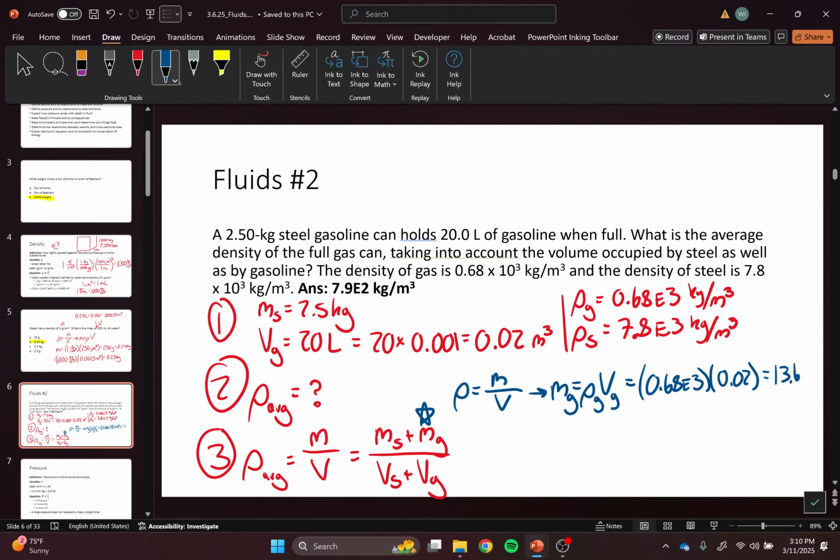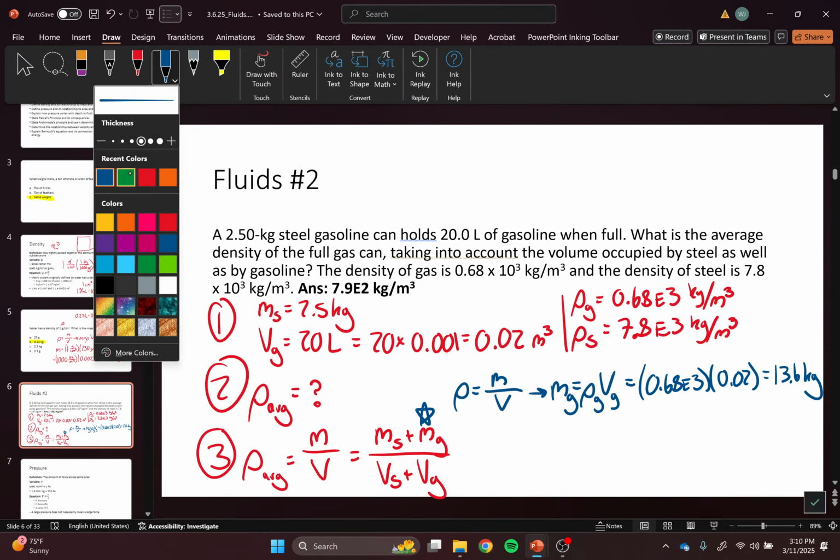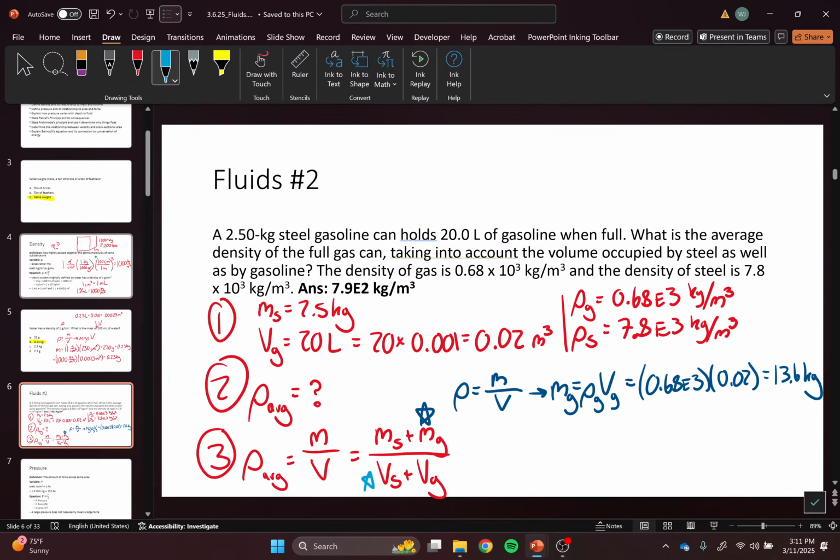13.6 kilograms. You got 20 liters of gas, it's got a decent amount of mass. Yay. All right, if you want to get the volume of the steel, so density equals mass over volume. Volume times density is going to equal mass. Therefore, volume of the steel is going to equal mass of the steel divided by density. Just did some algebra, move things around.